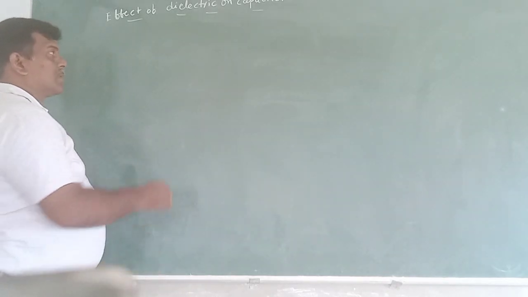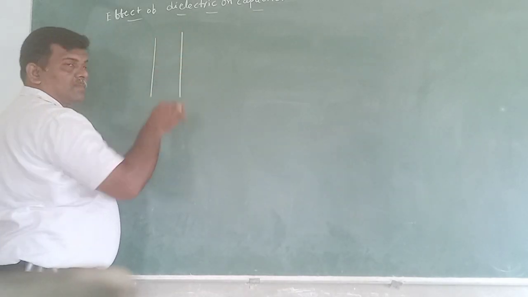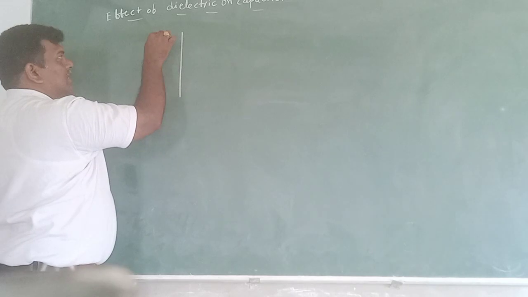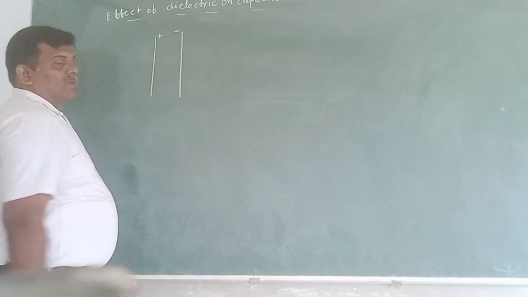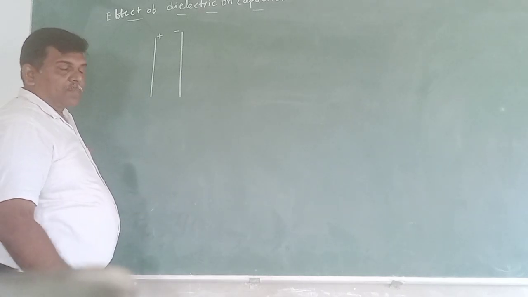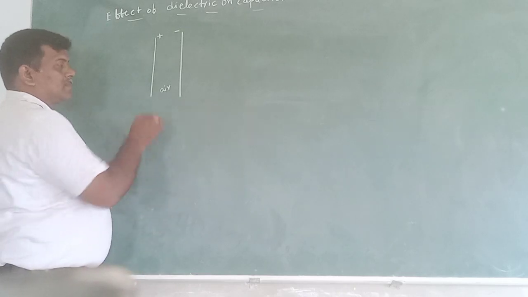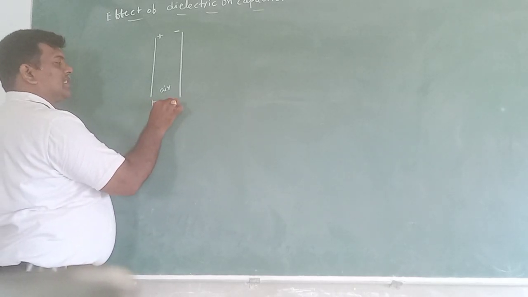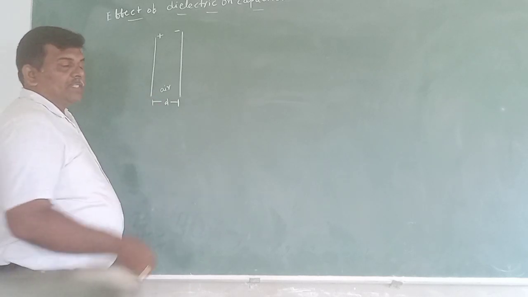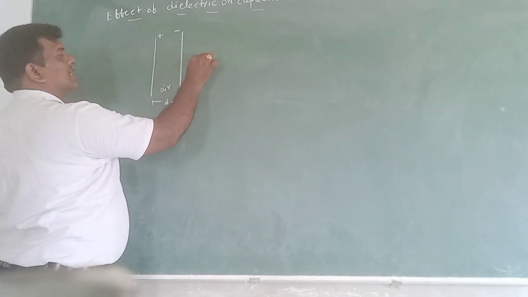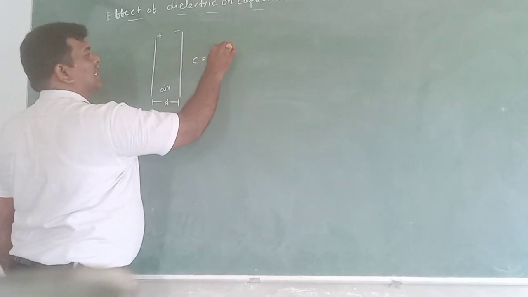See here. If air is the medium in between the two plates, in a capacitor one is the positively charged plate and another one is the negatively charged plate. d is the separated distance and V is the potential difference between the two plates. So the capacitance formula is epsilon naught A by d.